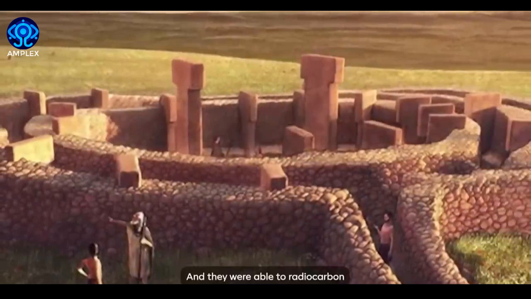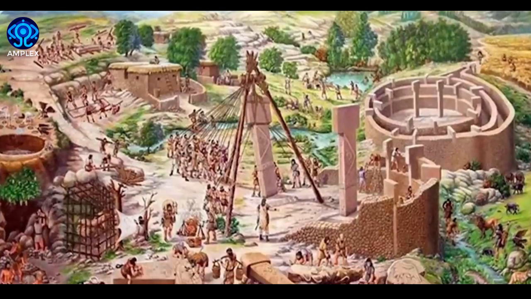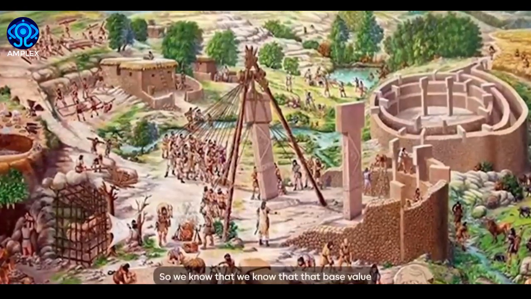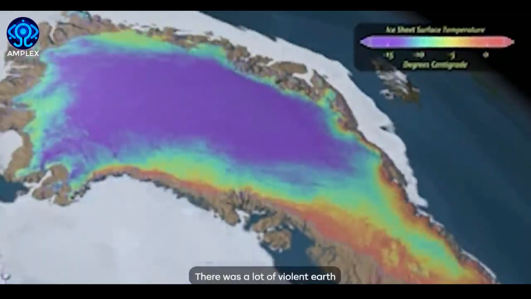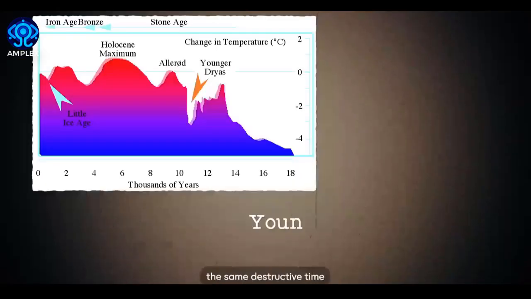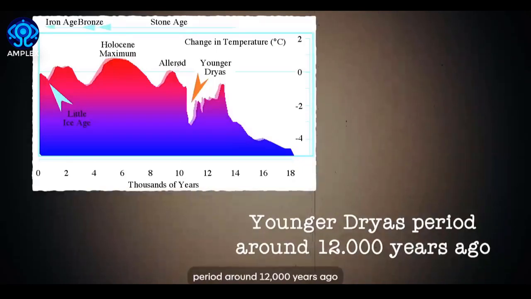And they were able to radiocarbon date that organic material to 11,800 years ago for this civilization in Göbekli Tepe that made that temple. So we know that. We know that base value. And we also know that that was the time period when a lot of violent earth changes were happening, based on ice core samples. The same destructive time period during the Younger Dryas period around 12,000 years ago.